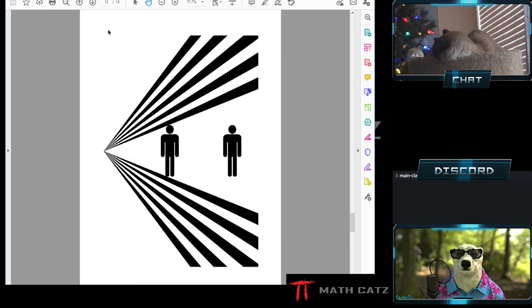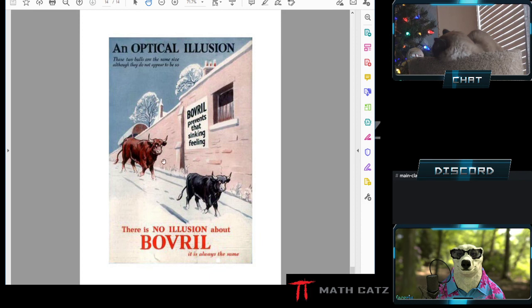Some things you might have seen. The presence of these lines makes the left guy appear larger than the other guy, but it's the same guy. And the positioning of the wall with the bulls makes the brown one seem bigger than the black one, but they're the same bull. So it was very important initially, and we're almost done, to not rely on our perception of what things look like, because it can so easily be manipulated.